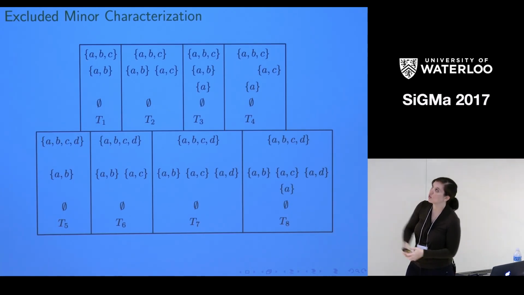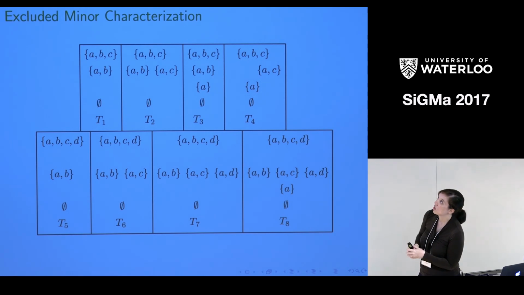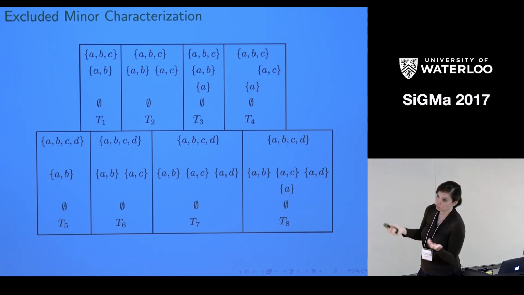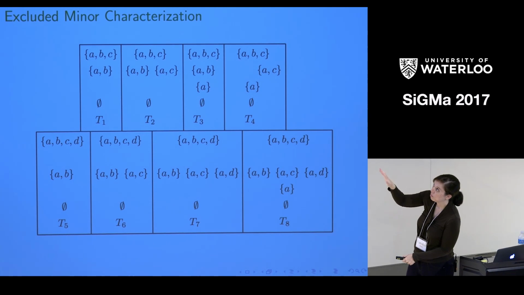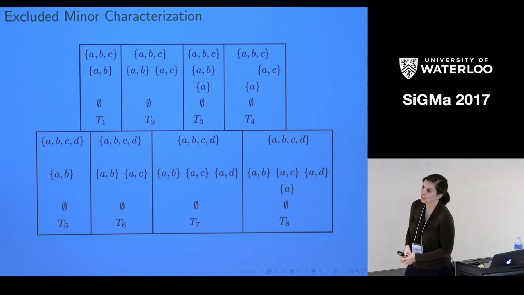Yeah. Each one of these has either 3 or 4 elements in its ground set, and they just happen to be the excluded minors. Yeah. So there's 8 outside of the infinite family. So it'd be nice if we could just say these are the only 8, but there's that infinite family. But the infinite family is well behaved.